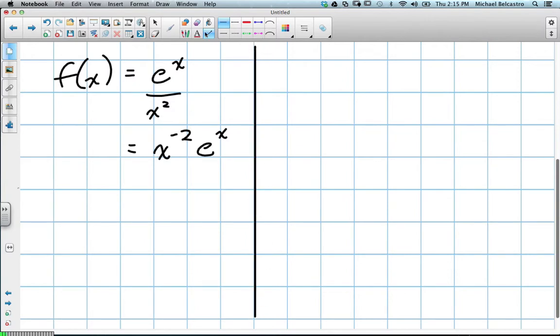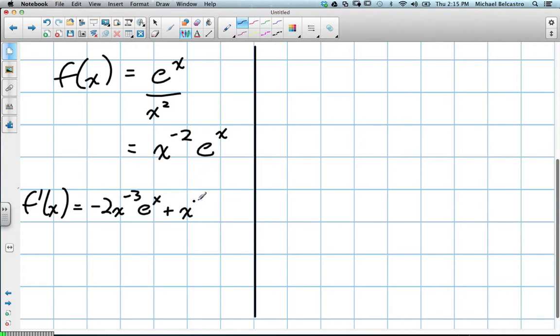Okay? So as a product rule, f prime x, we derive the first term. The first term becomes negative x to the power of -3 times e at x plus x to the power of -2, and the derivative of e at x is e at x.